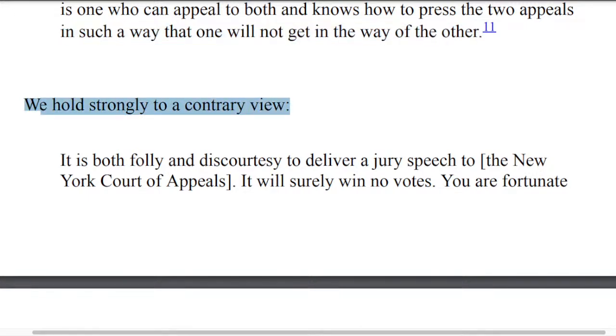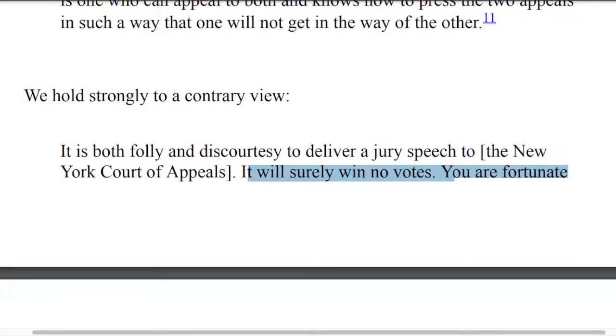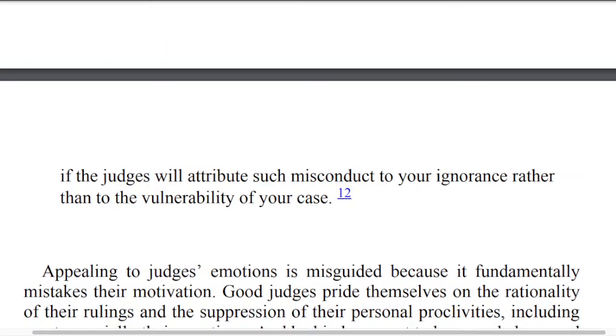We hold strongly to a contrary view. It is both folly and discourtesy to deliver a jury speech to the New York Court of Appeals. It will surely win no votes. You are fortunate if the judges will attribute such misconduct to your ignorance rather than the vulnerability of your case.